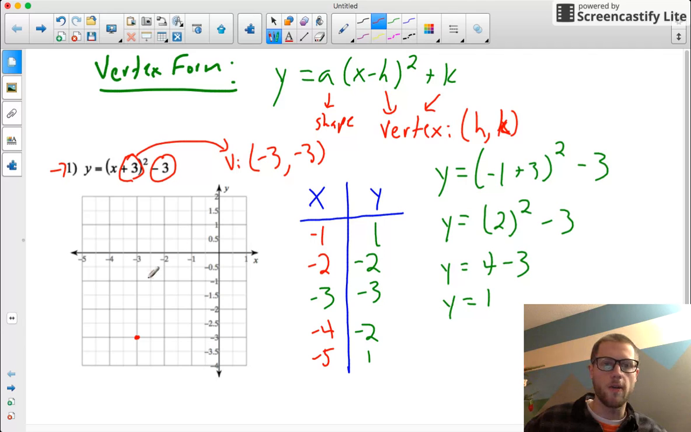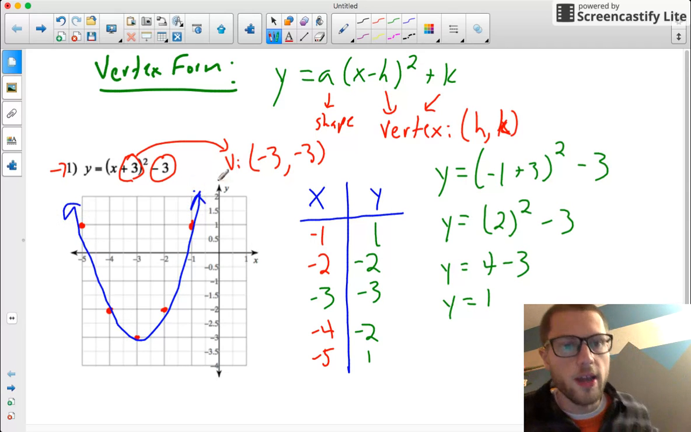So let's plot -4, -2, -5, 1. And on the other side, I've got -2, -2, and -1, 1. And let's connect these dots. Let's go blue here. And here is my parabola.